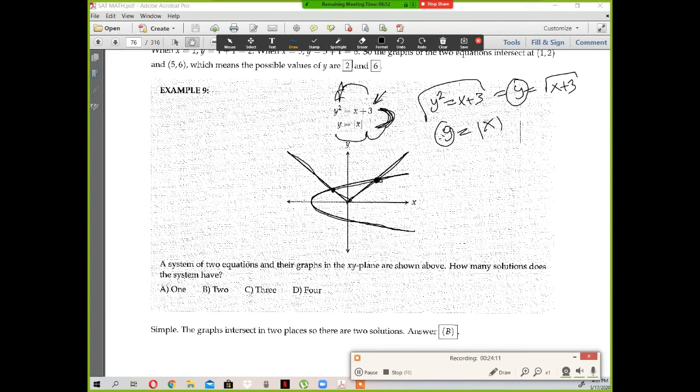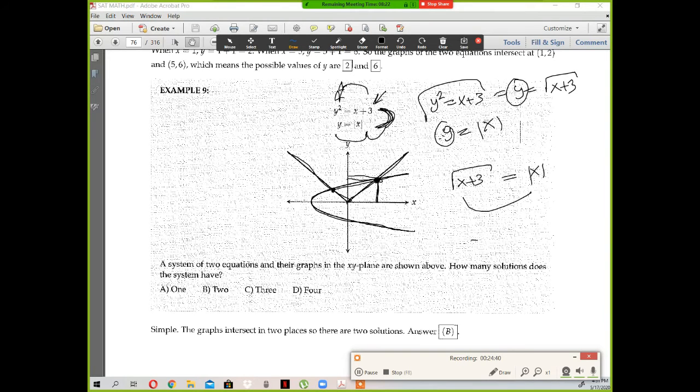Why do I make them equal to each other? In order to find the intersection, because at these points, this y number 1 and for the line y number 2, let's say, these two y's are equal. That's why I'm making them equal to each other in order to find those x's. The square root of x plus 3 equals the absolute value of x.